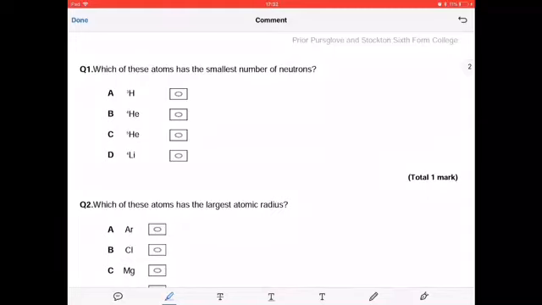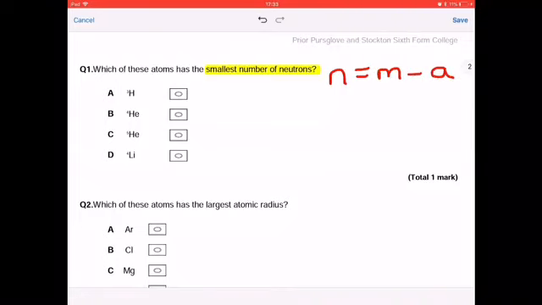Right, so for question 1, basically the key information is that you're looking for the atom with the smallest number of neutrons. So the way that's calculated is to work out the number of neutrons, that is the mass number minus the atomic number. Now you'll need your periodic table handy for this. So basically the mass number is indicated in the question, the atomic number will always be on the periodic table.